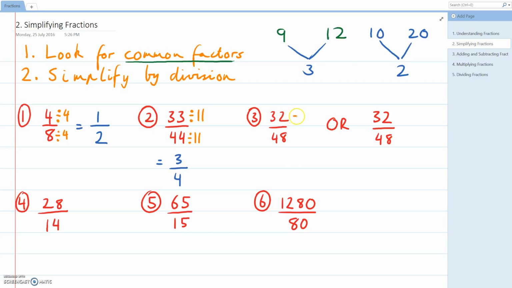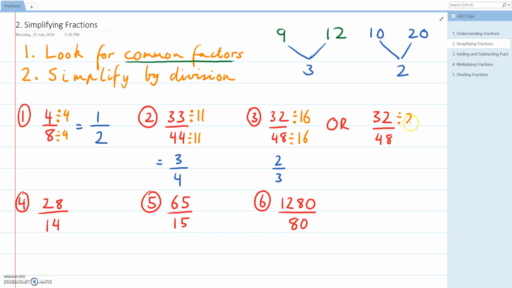32 and 48. The highest common factor is 16, and that goes into both 32 and 48. Now, I'm not expecting you to know your 16 times tables, but this is going to end up with 2 over 3 is our final solution. If you're getting stuck like that though, something you should notice about both of these numbers is that they are even.